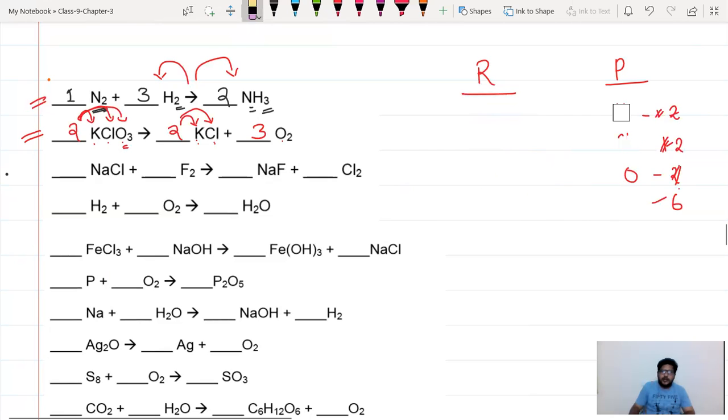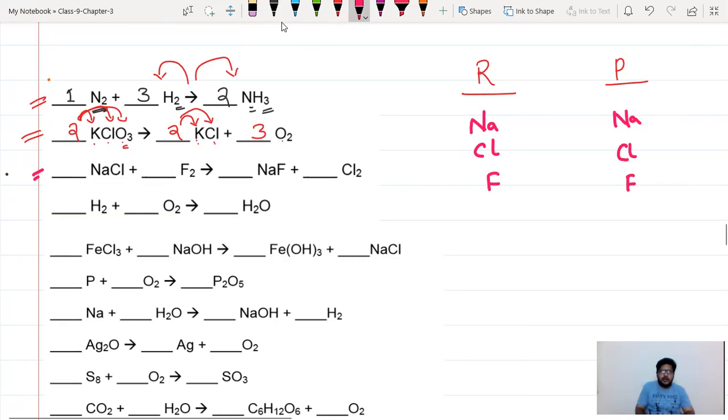Just for a few equations we are writing reactants and products, but after that directly you can see the equation to balance it. Now reactant side, what we have? Third equation, we have sodium, chlorine plus F2, fluorine. Now product side, same thing you can repeat, NaCl, F.